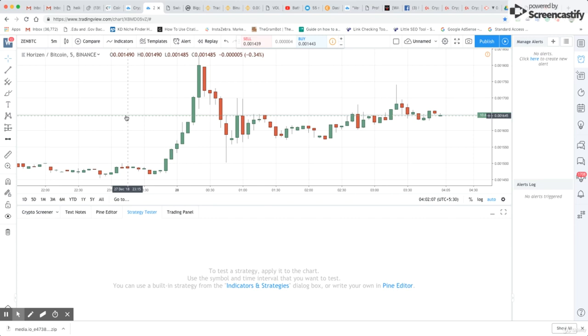So if you want to consistently do trading and become a day trader, then you need a system, you need a strategy that you can follow and use on a daily basis, and follow the rules especially. Okay, so as you can see, this is the Zen BTC chart.